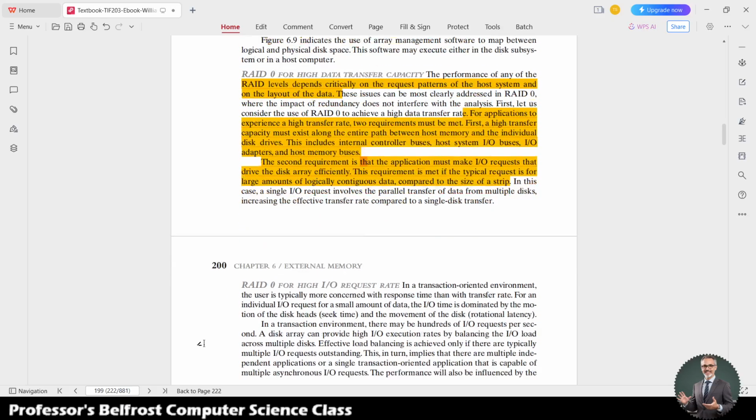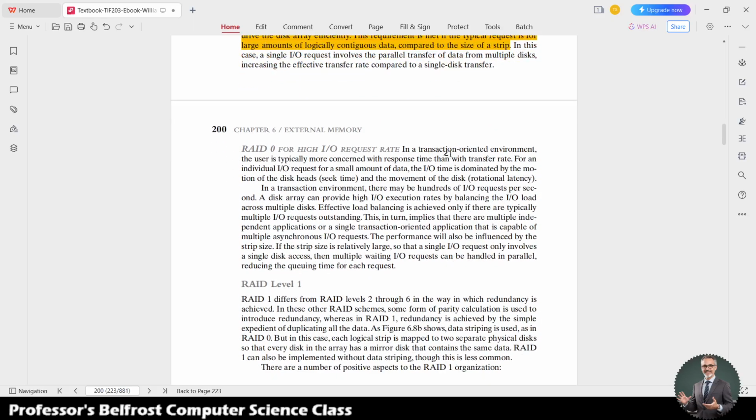The second use is for high IO request rate. In a transaction-oriented environment, the user is typically more concerned with the response times than with transfer rate. The IO time is dominated by motion of the disk heads and the movement of the data. A disk array can provide high IO execution rate by balancing the IO load across multiple disks, and this can be achieved by multiple IO requests outstanding.